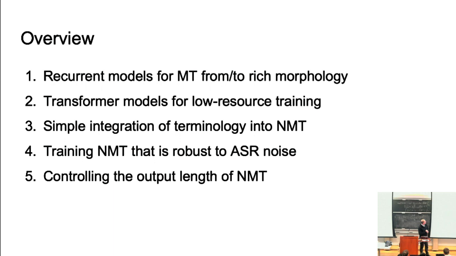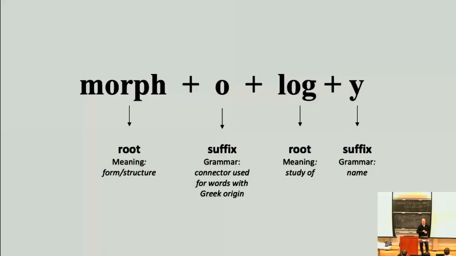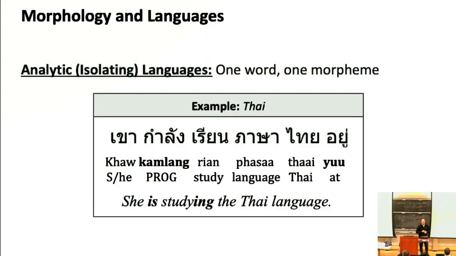So let me go directly to the first one, the current model from MT, from which morphology. This is joint work with my PhD students in Trento, and these are the two reference papers. So if I go quickly through the main concept, morphology is the way words are built, okay? That you can split into components, which are called morphemes, which can include stuff like the root, which bears the meaning of the word, and suffixes and prefixes, in general called affixes, which convey grammatical, syntactical, and even sometimes semantic, additional meaning.